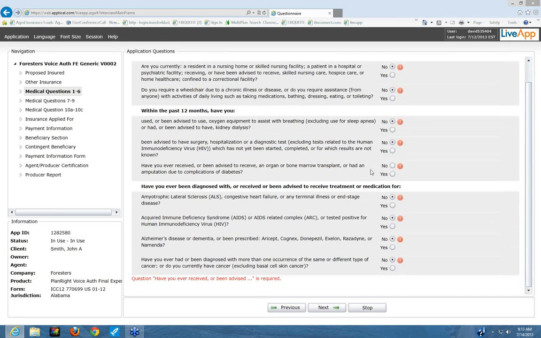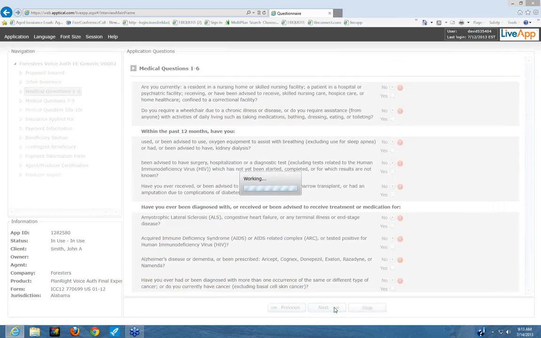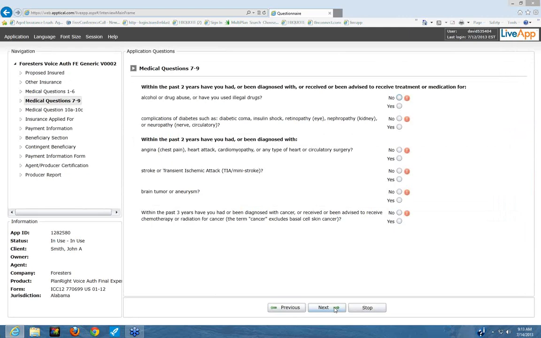Oh, see? It'll stop you folks from going if you don't answer all the questions. So I forgot to hit the no button for organ bone marrow transplant. So it's good. It will stop you if you make a mistake as far as not answering a question. On to the next page.